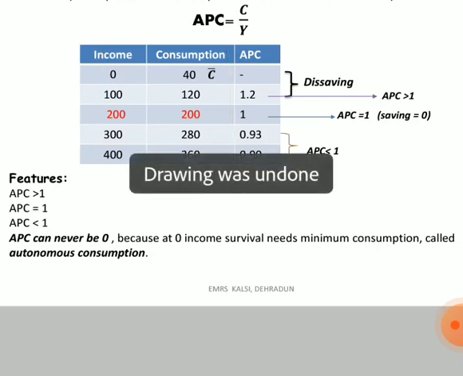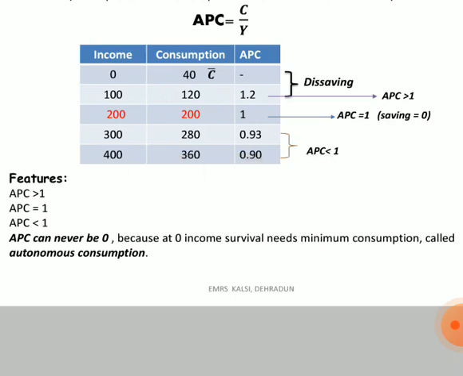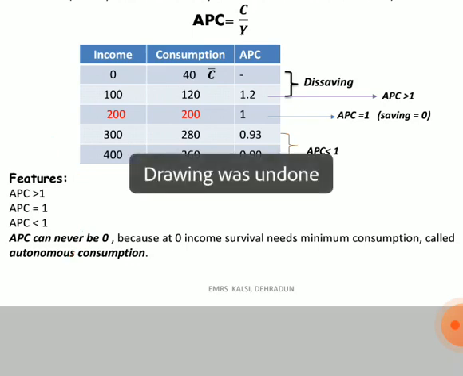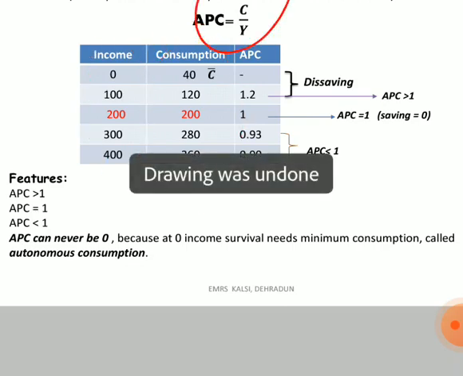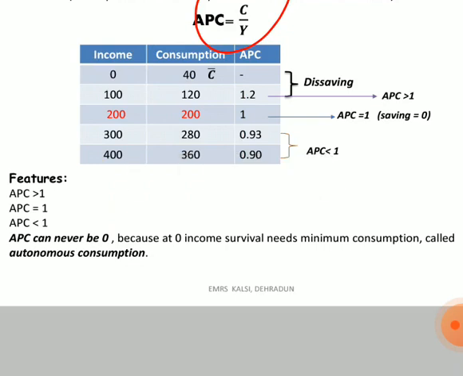From this topic you will get the numerical part in 3 to 4 marks, or you can also get to write the features in 1 mark. So both are very important. First we will see how to calculate APC. This is the formula here, and you will be given a table and you have to calculate APC. Here there are markings which you should know. The first 2 parts are called dissaving, because the extra consumption which we are doing is from money we have taken from our savings.